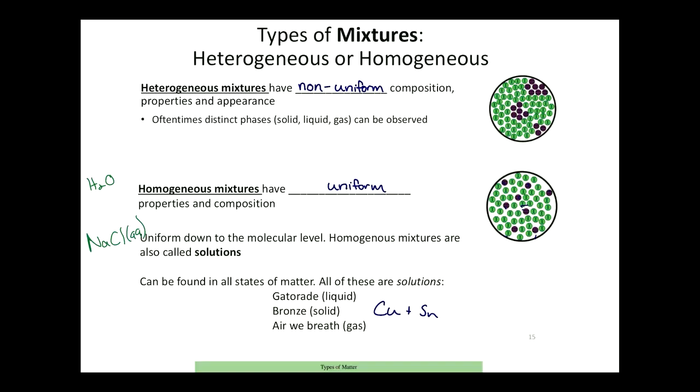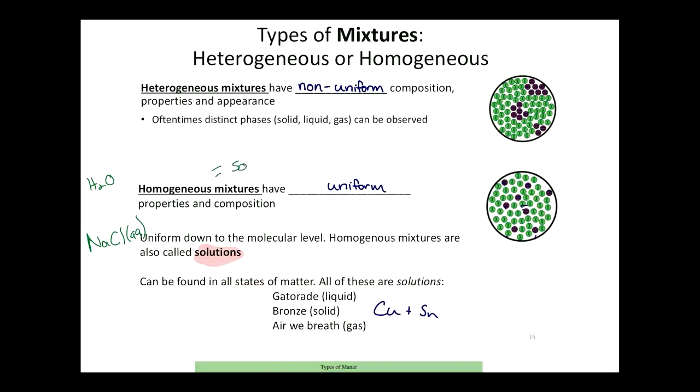All right, versus heterogeneous mixtures, typically there are different phases. They're a lot easier to discern. Like here in this example, you see different globs of different atoms. In the homogeneous mixture, this could be like salt water. The salt particles are distributed evenly throughout the whole thing. So homogeneous mixtures are also called solutions.